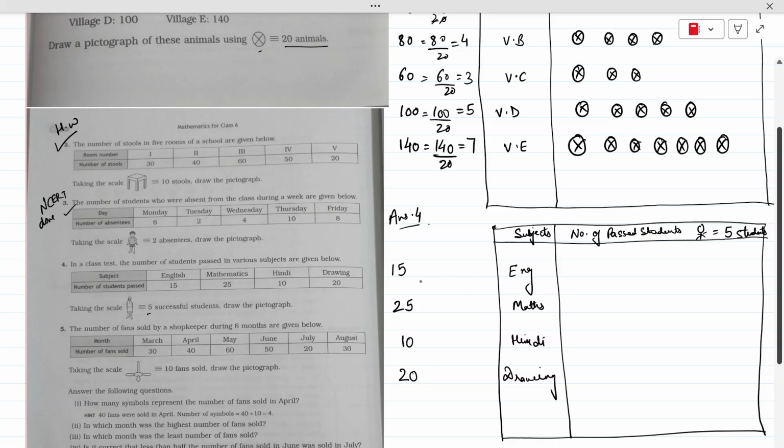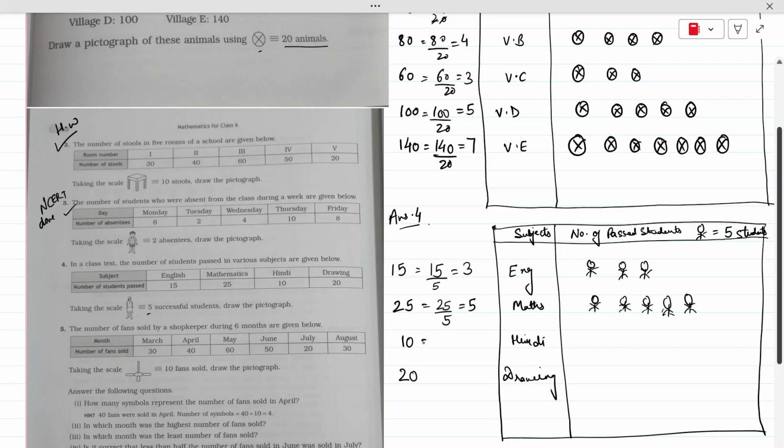Okay, so again the same thing. How many pictures do we have to draw? How can we do this? We will divide this 15 by the scale 5. So this will give us 3 here. That means we have to draw 3 students here. Okay, so I'm drawing 3 students here. For 25 by 5, which will give us 5 here. So this is 1 2 3 4 and 5.